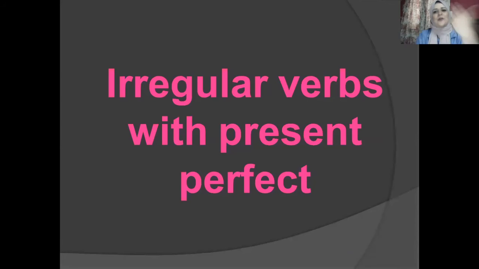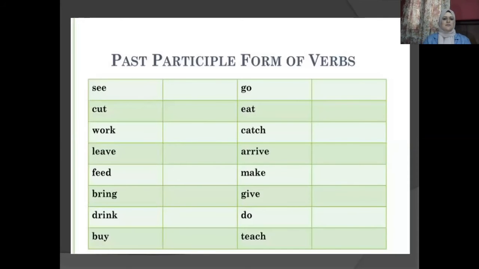Let's skip this part and go to another part. Some verbs, of course, as we know, are not used regularly in English. We have some irregular verbs like eat, ate, go, went. With the present perfect, of course, we use the past participle of the verb, the third form of the verb. So let's see some forms of these verbs.